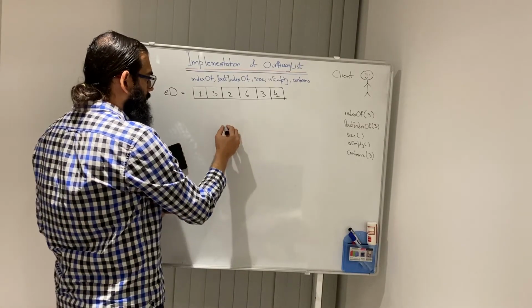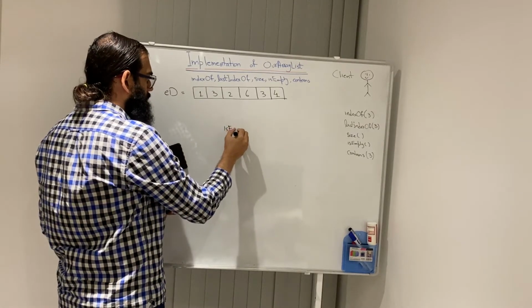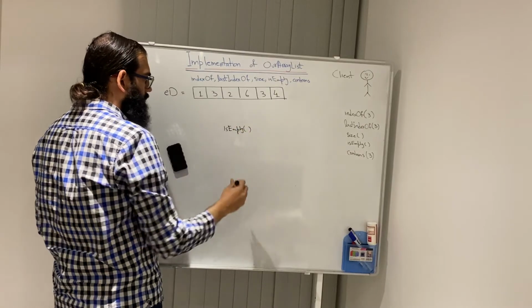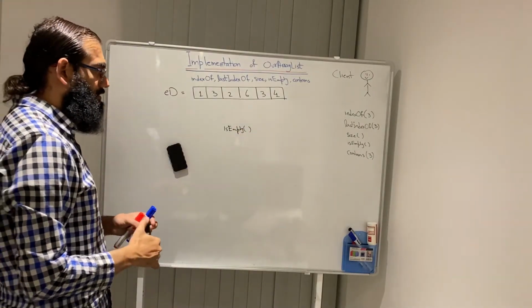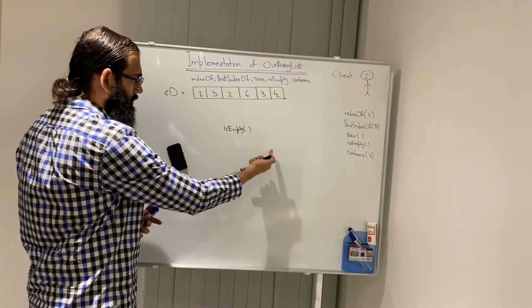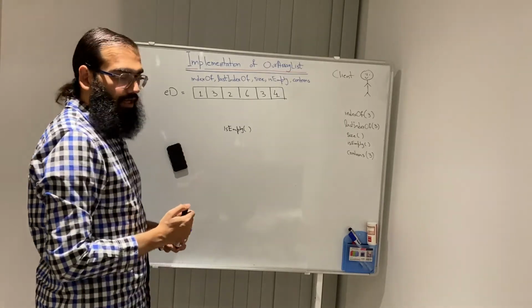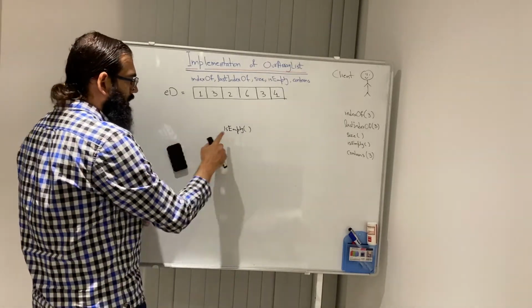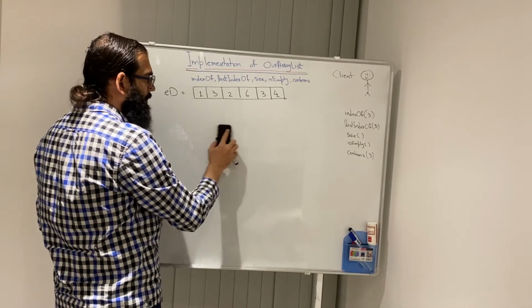In case of isEmpty, you remember we are reusing our size. So if size is equal to 0, then it's true, otherwise it's false. So here we can see the reusability of the internal implementation.